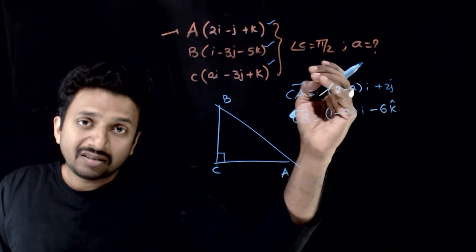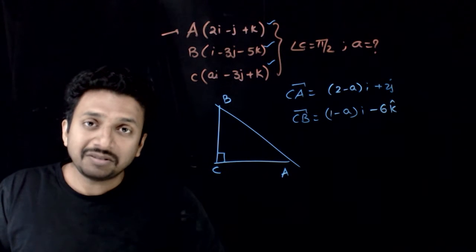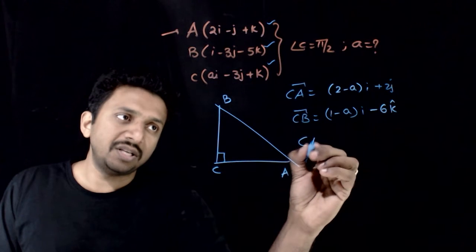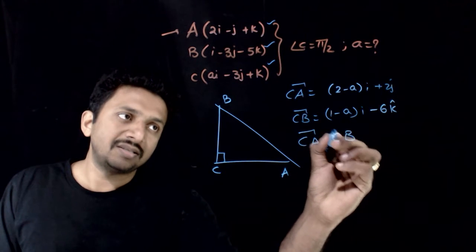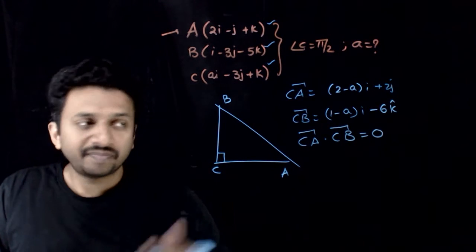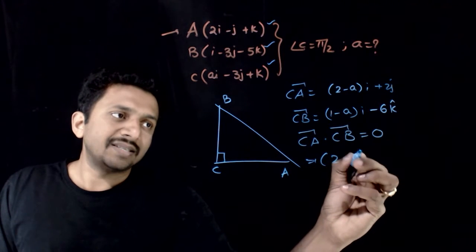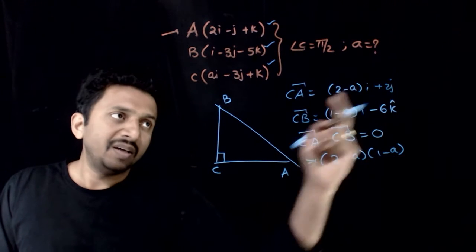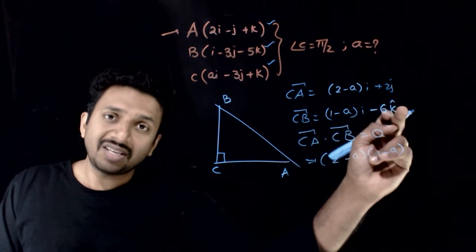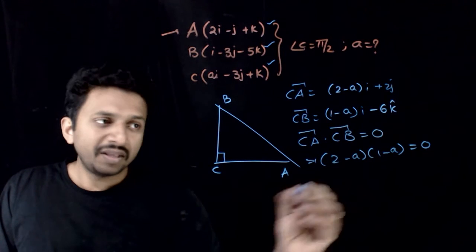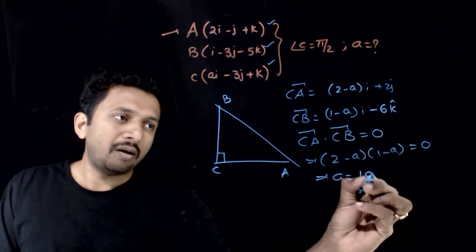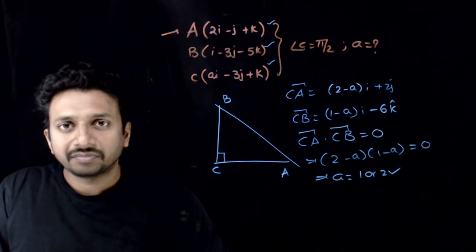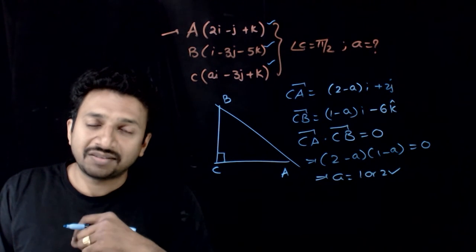So now these two have to be perpendicular to each other. That means the dot product has to be equal to 0. CA bar dot CB bar is equal to 0. This implies (2 minus a) times (1 minus a), plus j into 0, plus 0 times 6, is equal to 0. This implies a is equal to 1 or 2. So a can be either 1 or 2 is the answer. Thank you.